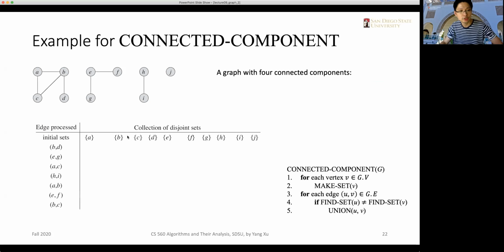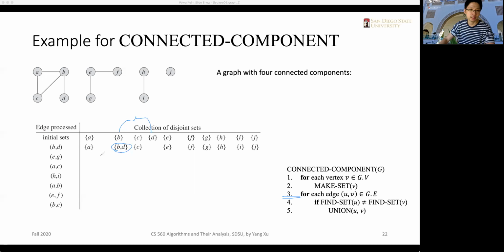Okay, so initially all the vertices are initialized to sets, after line 1 to line 2. Then after the first iteration, you will see that B and D are combined. B and D are initially 2 sets here, and after the first iteration of the line 3 for loop, they are combined. This order is randomly selected because we don't have information about which edge to go through in each iteration, right?